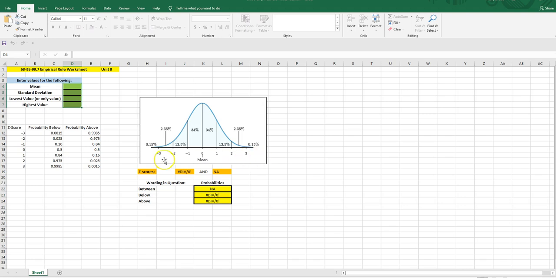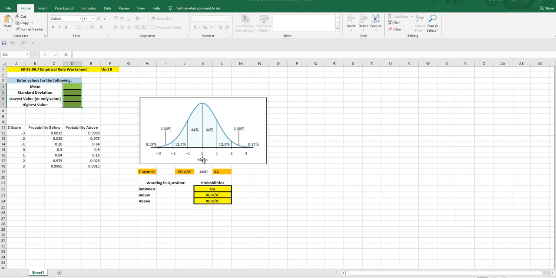And what these numbers are called are z-scores. They are basically telling you how many standard deviation units away from the mean a value is. So if the mean is 500, then the 500 would be the number in the middle. And of course, y'all could write this in on your paper that you're doing your work on.